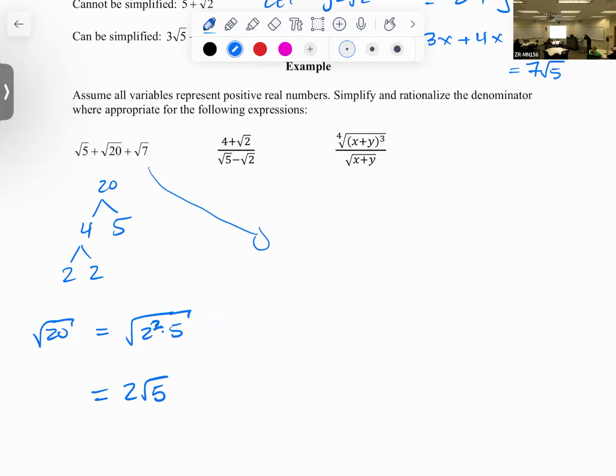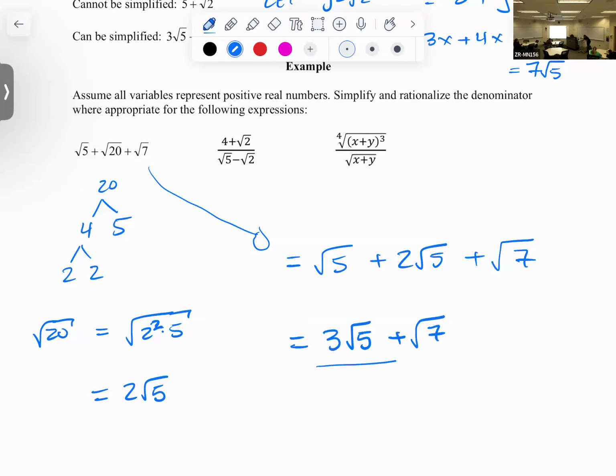So back to our equation, that means this is root 5 plus 2 root 5 plus root 7. 5 and 7 are both prime, so I can't reduce those any further, but I have root 5 plus 2 root 5, which becomes 3 root 5 plus root 7. That's as far as I can go with that. Again, knowing when to stop is just as important as knowing when to keep going. Way too often, people say, oh, 5 plus root 5 plus root 7 is root 12.